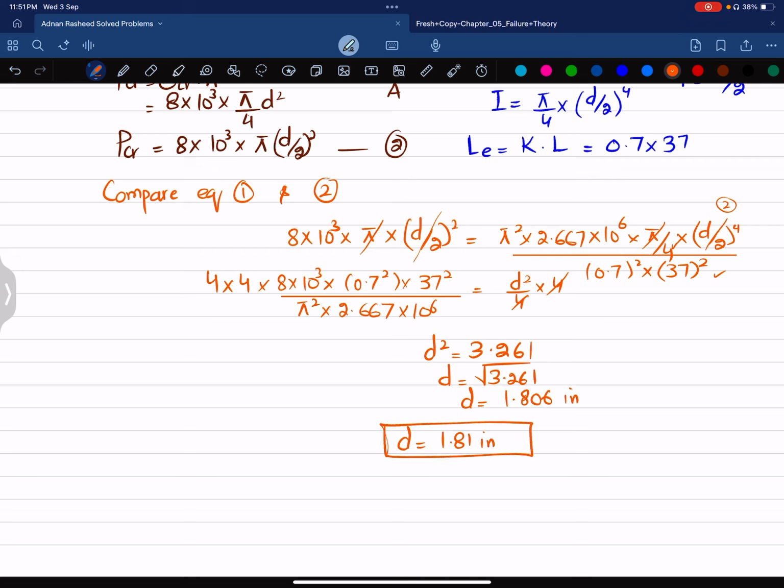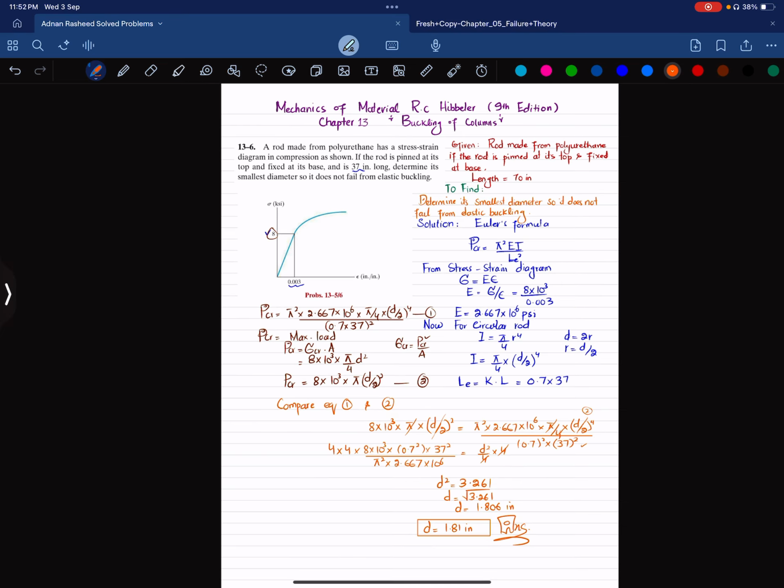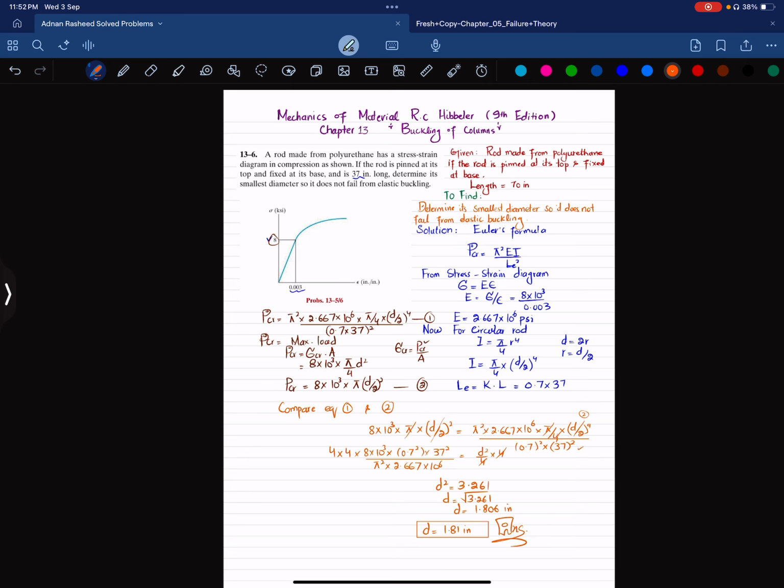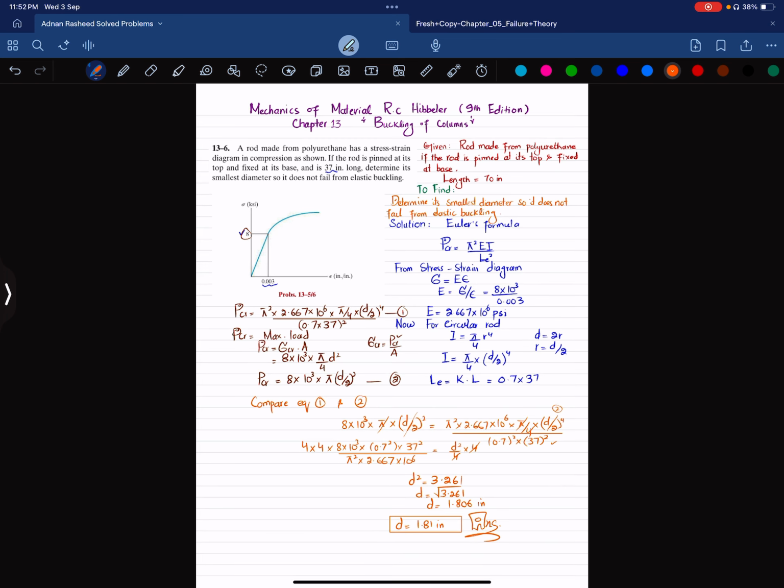So this is the diameter of the polyurethane rod that will carry this load shown at the proportional limit and will not buckle or fail from elastic buckling. So this was all about problem 13-6. I hope you have enjoyed this video and you have learned from it.